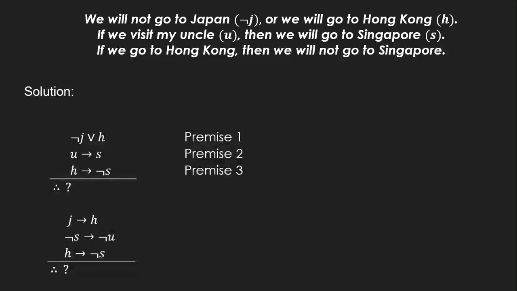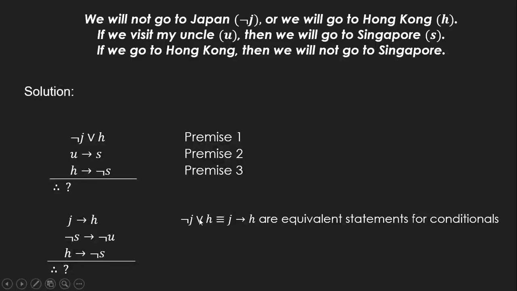Okay? Now, we can actually transform the first premise into its equivalent form. Now, recall the equivalent statements for conditionals. If we have here J implies H, yung equivalent form niya is actually not J or H. Not J or H will have an equivalent form of J implies H. So, the same lang yan siya.